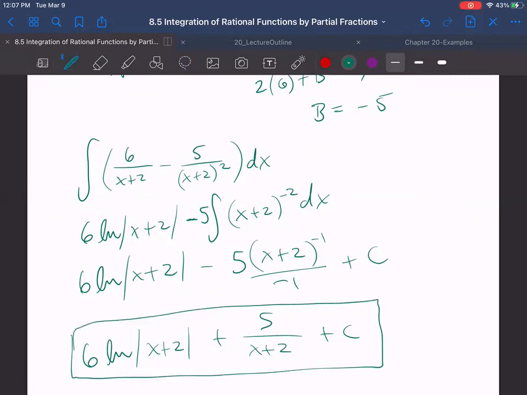There we go. Okay. Is that what you got? Good. Any questions on either of these? Yep. What do you mean?